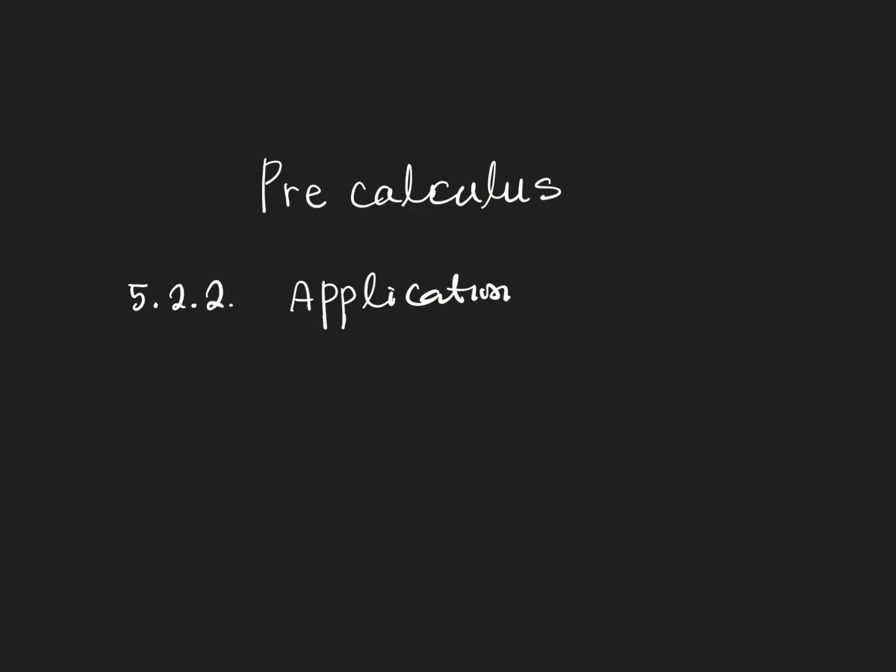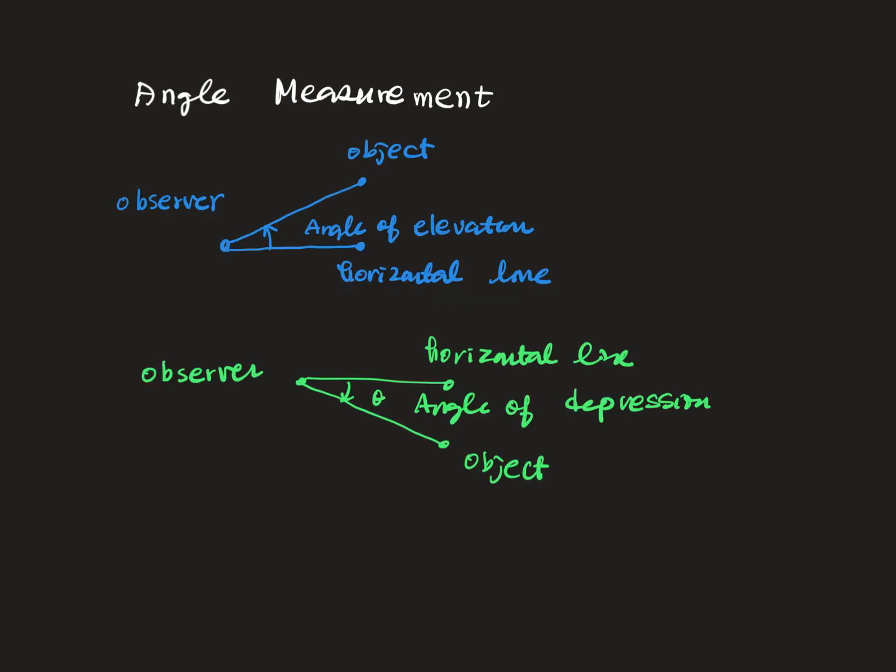This is pre-calculus. We're going to do application problems by using right triangles. Before we solve the application problem, we need to understand angle measurement. So here is the observer, right at this point. The object is on the top, so you draw an imaginary horizontal line and measure this angle.